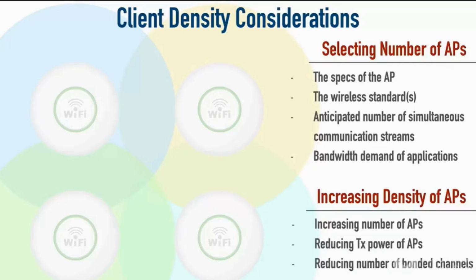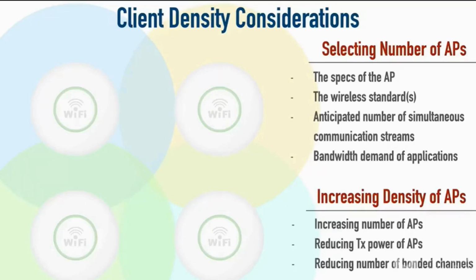For example, let's say that instead of using a single channel that's 160 megahertz in width, which is bonded together 8 20 megahertz channels, what if you broke that down to 4 40 megahertz channels? That would allow 4 different access points to use separate 40 megahertz channels, where before we had just one access point using one 160 megahertz channel.